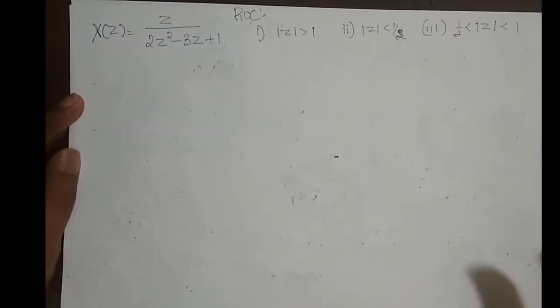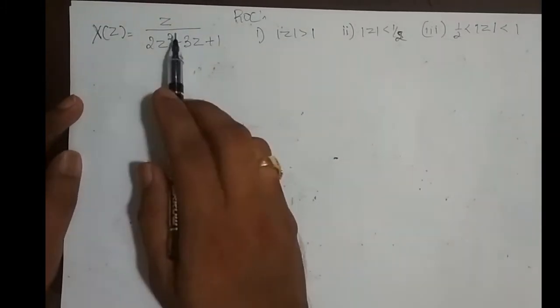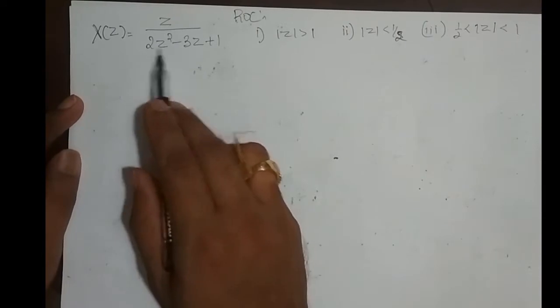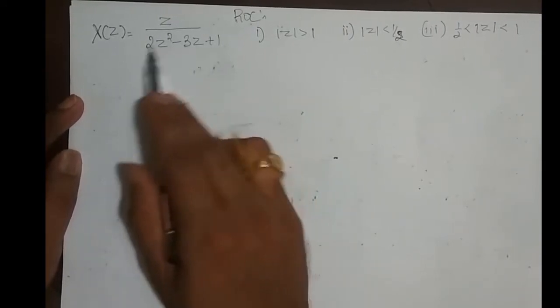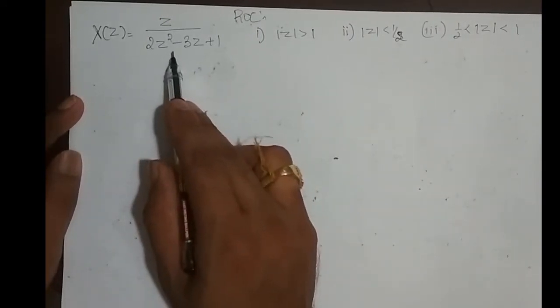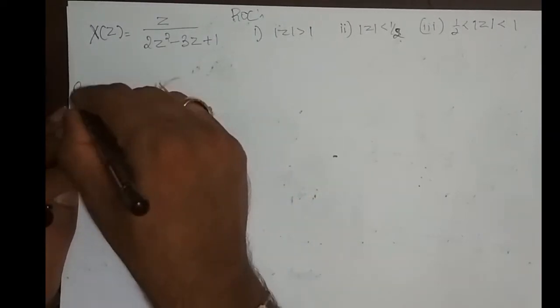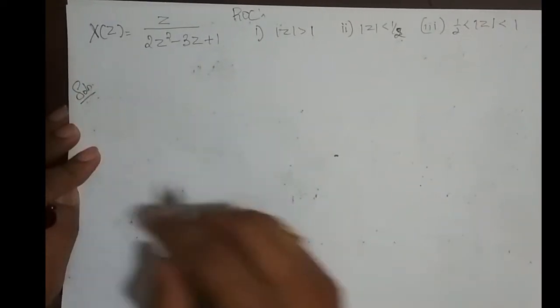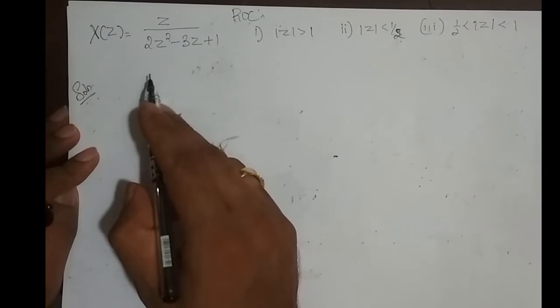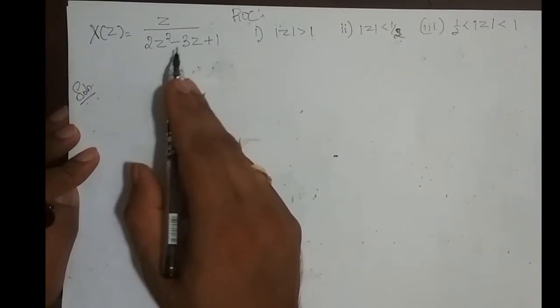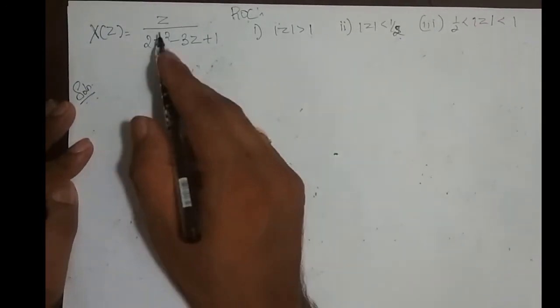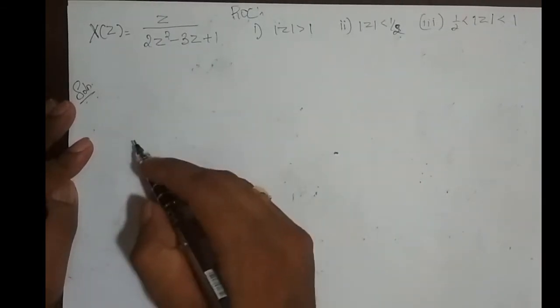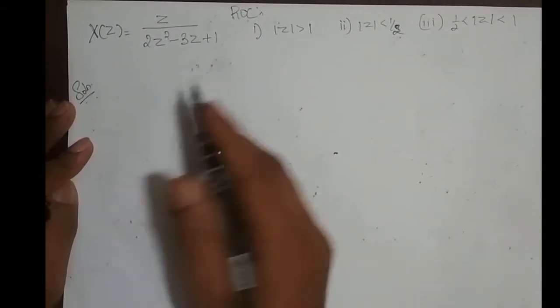Here I need to find the inverse Z transform of X(z) = z / (2z² − 3z + 1). It's a second order polynomial, so we'll have two roots. So, solution. What is the first step? First, you have to make sure that all the powers of z are positive. In our case, all the powers of z are positive, so we can continue.